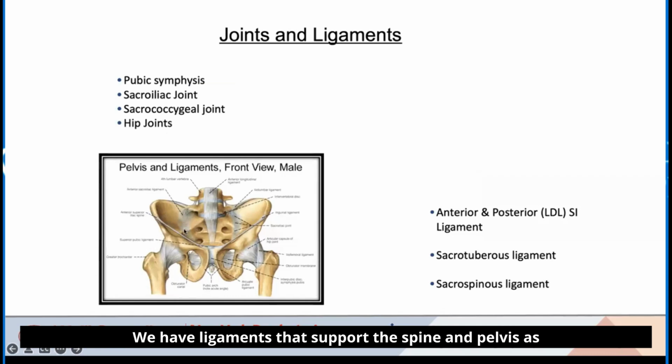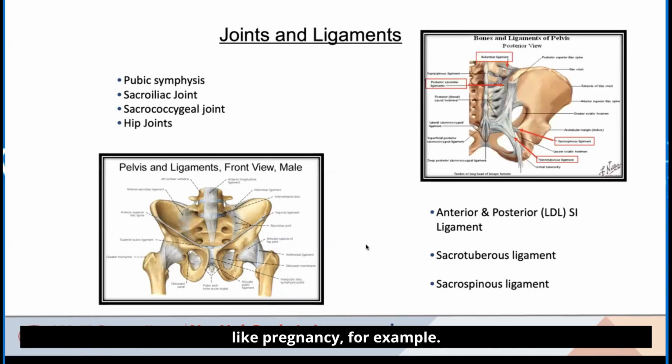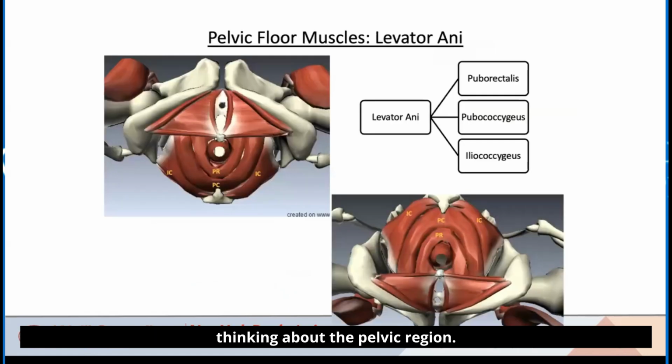We have ligaments that support the spine and pelvis as well. So the anterior sacroiliac ligaments here, some of the lumbar ligaments here as well, the ligaments that support the front of the pubic symphysis that can get overstretched with things like pregnancy, for example. And then the posterior pelvis here, a lot of pain-generating potential ligaments, including the iliolumbar ligament, the posterior sacroiliac ligaments, the sacrospinous and sacrotuberous ligaments, and important nerve structures that run through there as well. All of these are important ligaments to know and be aware of when we're thinking about the pelvis.